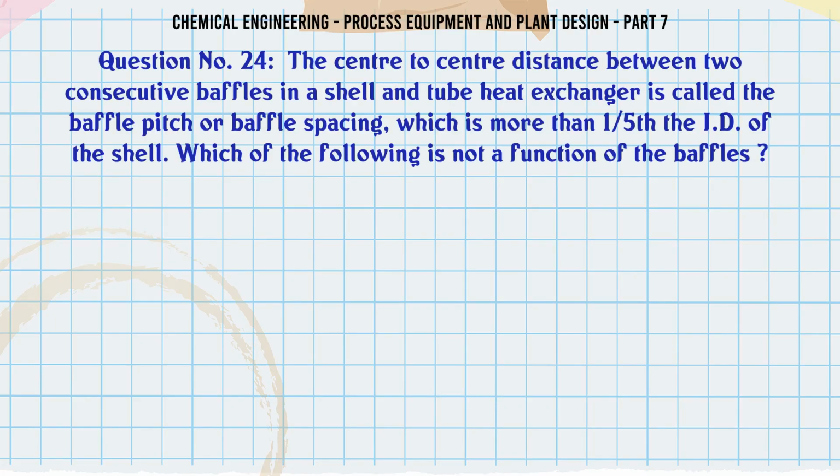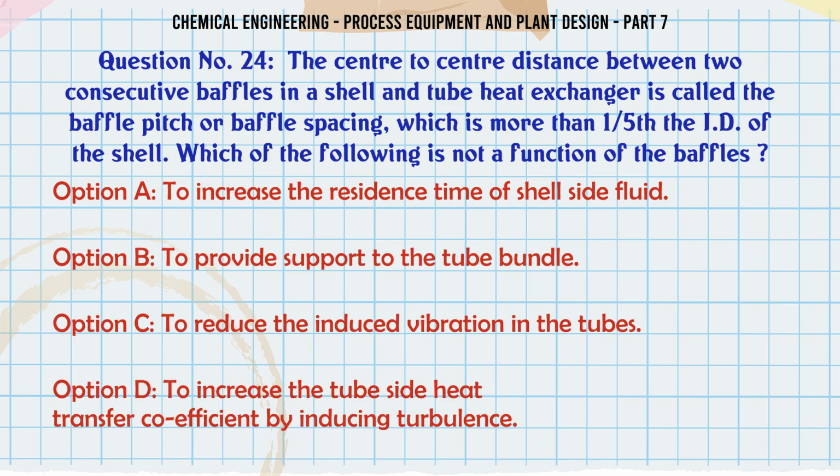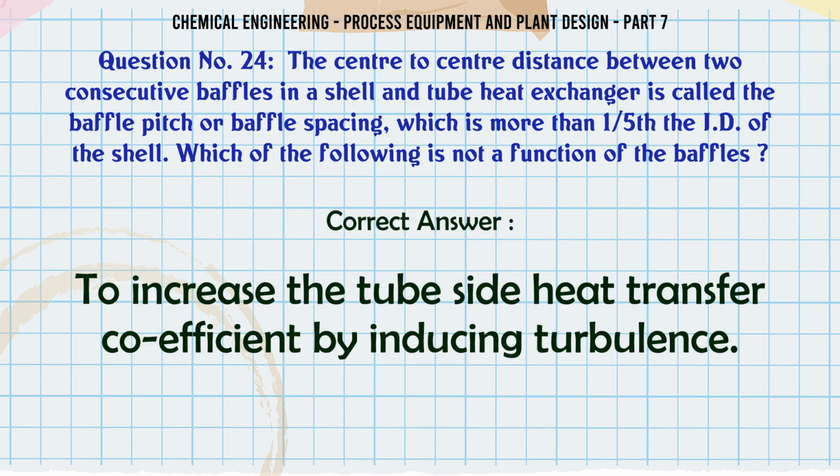The center-to-center distance between two consecutive baffles in a shell and tube heat exchanger is called the baffle pitch or baffle spacing, which is more than 1/5 the ID of the shell. Which of the following is not a function of the baffles? A. To increase the residence time of shell side fluid. B. To provide support to the tube bundle. C. To reduce the induced vibration in the tubes. D. To increase the tube side heat transfer coefficient by inducing turbulence. The correct answer is to increase the tube side heat transfer coefficient by inducing turbulence.